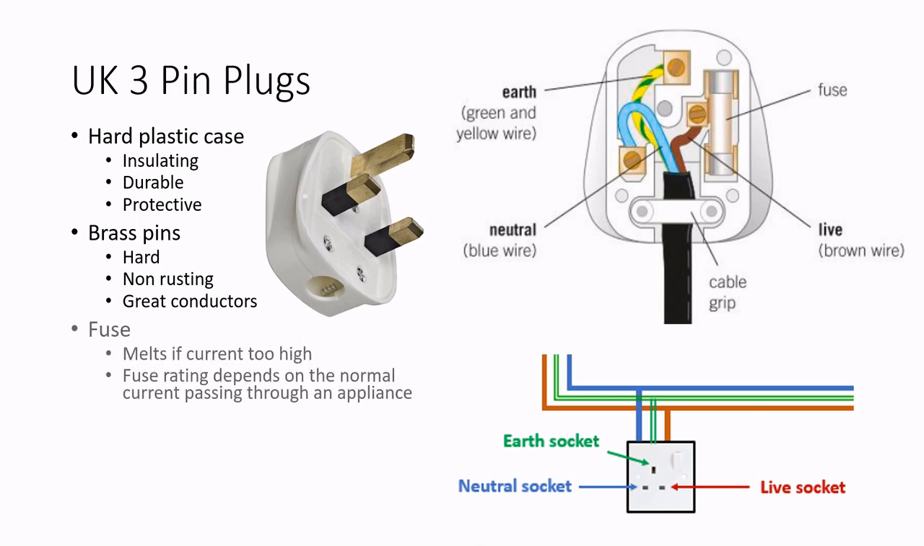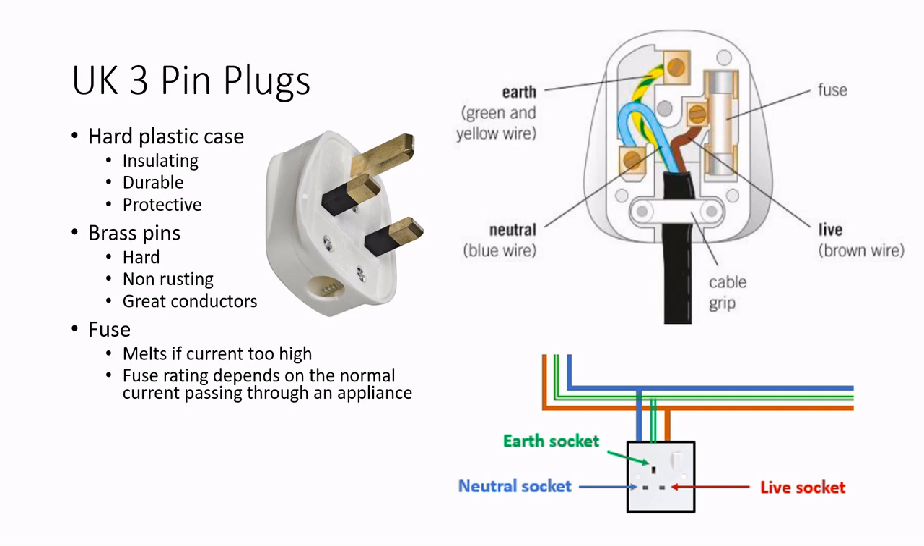The fuse in the plug, as I've said, is designed to melt if the current becomes too high. Different fuses melt with different currents. The fuse rating shows the maximum current that the fuse will allow before melting, so should be carefully chosen for each appliance. You want a fuse with a rating high enough to allow the normal current to pass through, but not so high that it fails to protect you in the case of a fault.